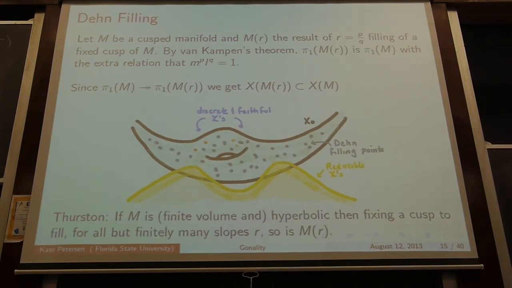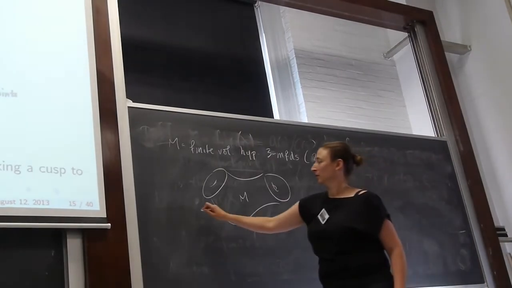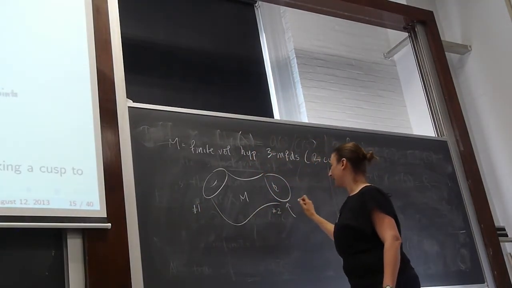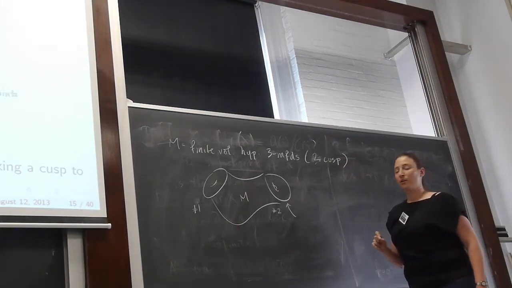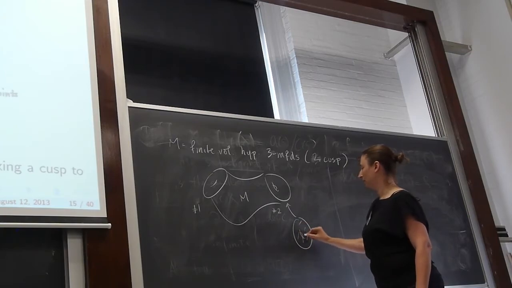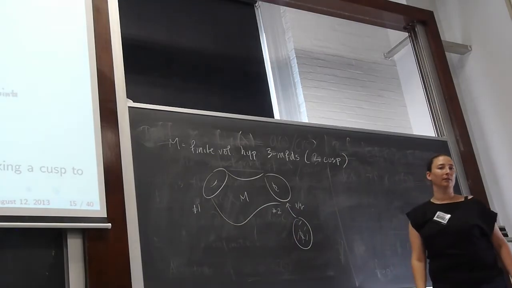M, so pictorially, exactly 2 cusps, and I'm going to Dehn fill the second cusp. So I'm going to just take a solid torus and glue it in, P over Q Dehn filling into the second cusp.